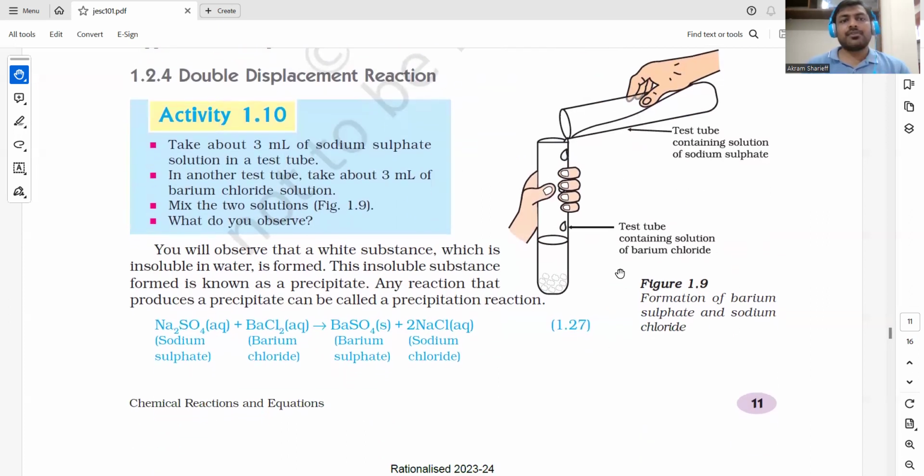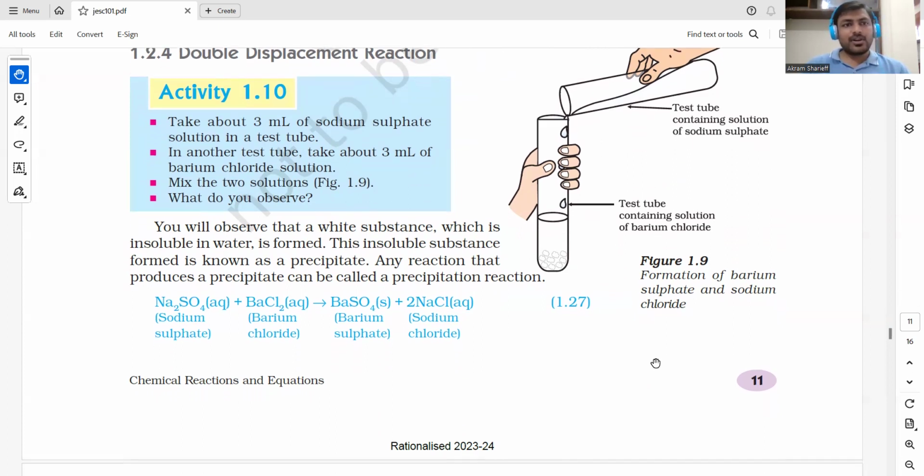Now we have the next type of reaction. So how many have we learned till now? Three. What are those? Combination reaction, decomposition reaction, and displacement reaction. Now we will learn the double displacement reaction.